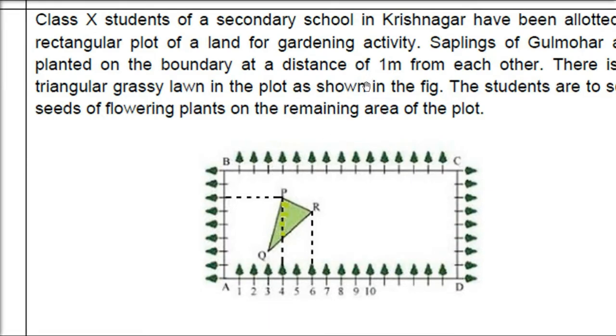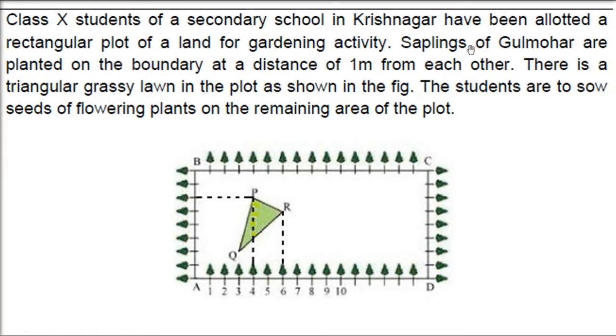This is a rectangular plot we are talking about for gardening activity. Saplings of Gulmohar. So Gulmohar is a very nice tree. Red flowers come. So they are planted on the boundary at a distance of 1 meter from each other. So these are the plants in green which you see. So these are the different plants, 1 meter each.